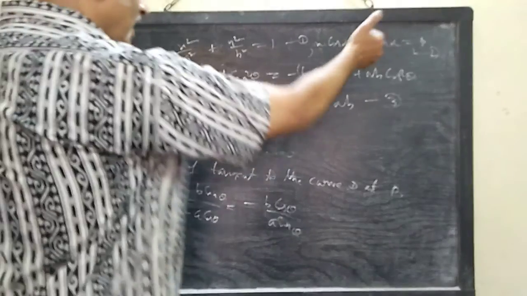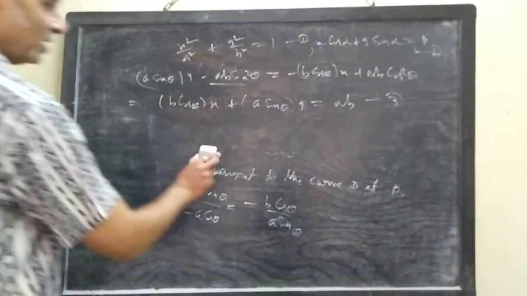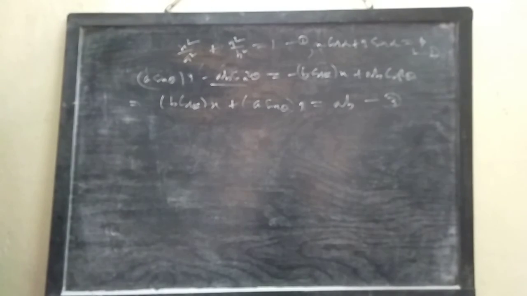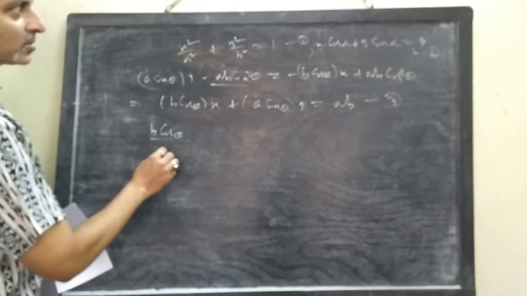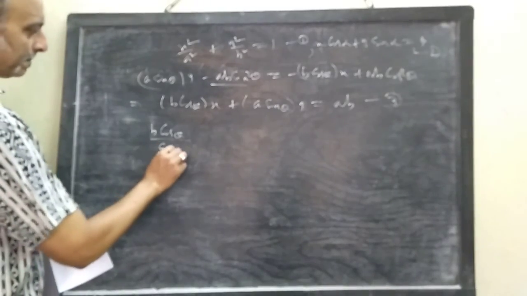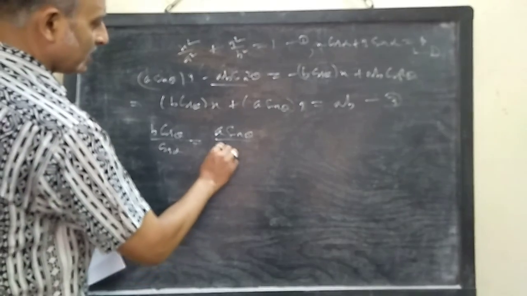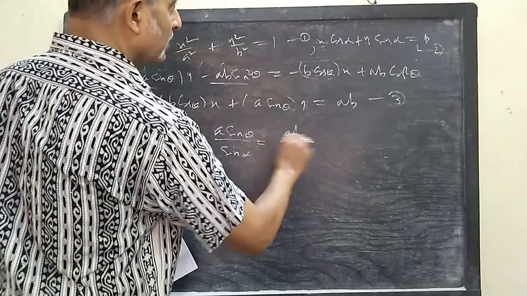Now for the line 2 to be a tangent to the curve 1, the lines 2 and 3 should be identical. So write down, for the line 2 to be a tangent to the curve 1, lines 2 and 3 should be identical. Therefore we must have b cos theta by cos alpha is equals to a sin theta by sin alpha is equals to ab by p.